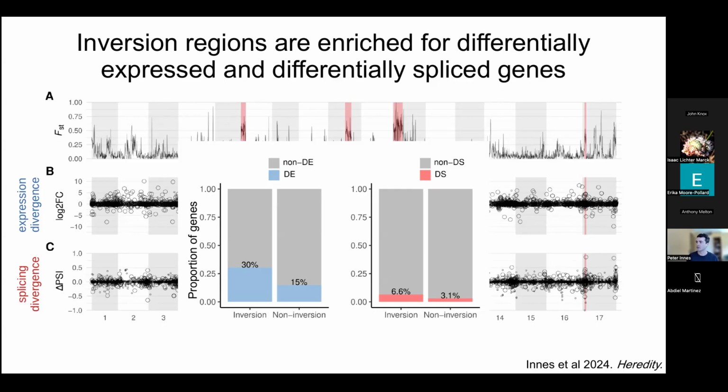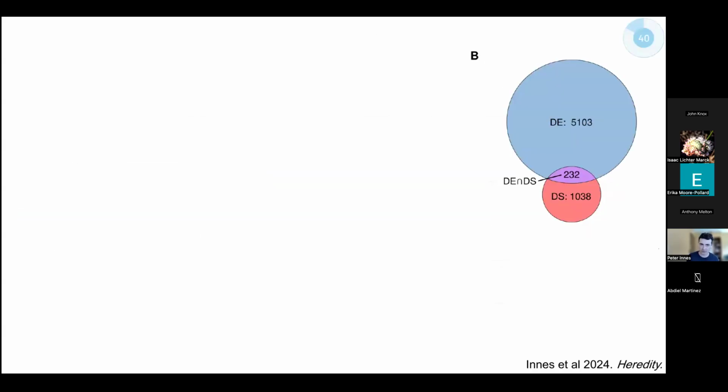All right, so what are these genes doing? What are these genes that are differentially expressed and differentially spliced? What's their function? First of all, this is just showing a Venn diagram of the number of genes in these different categories. So we found more genes that were differentially expressed compared to those that were differentially spliced, as well as a significant overlap between the categories.